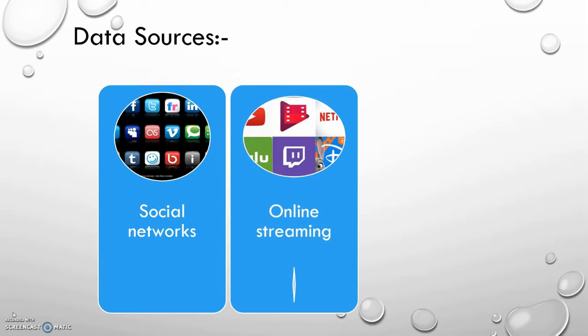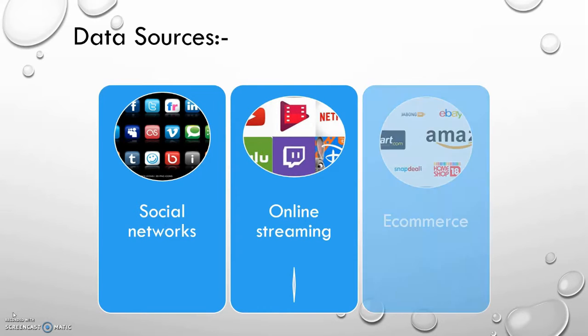In online streaming sites such as YouTube, Netflix, and Amazon Prime, people are watching online videos. And on e-commerce sites such as Amazon, eBay, and Flipkart, where people are spending their time, these companies use their data, analyze it, and do real-time recommendations from it.